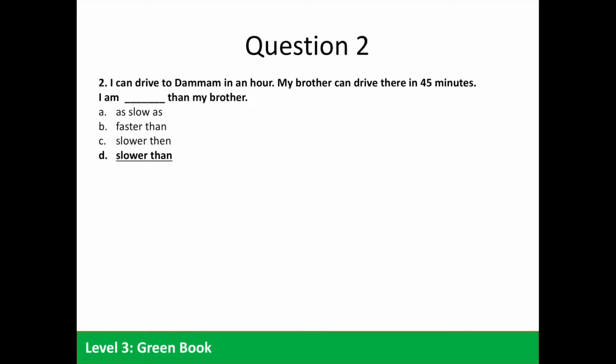Question 2. I can drive to Dammam in an hour. My brother can drive there in 45 minutes. Here, my brother is faster than me. Looking at our answer choices, D, slower than, is the best answer.